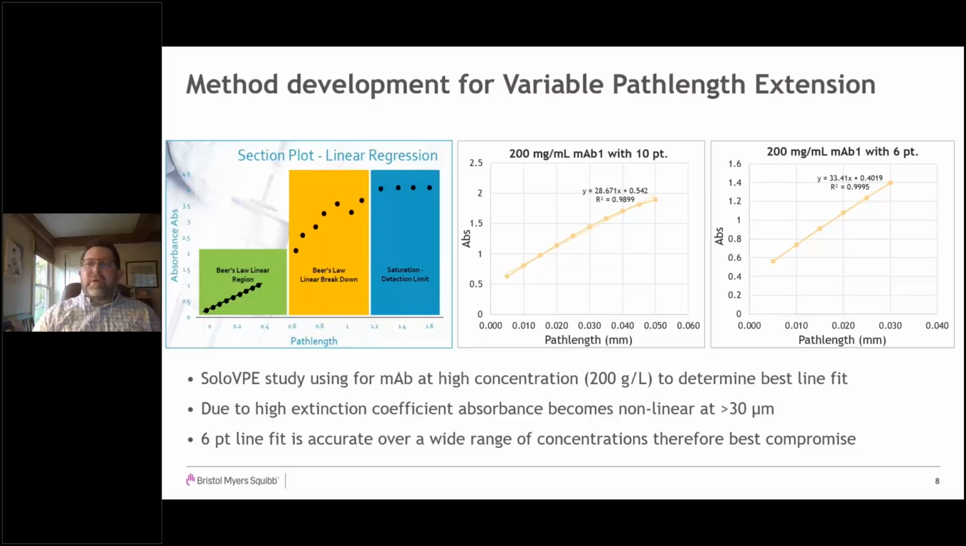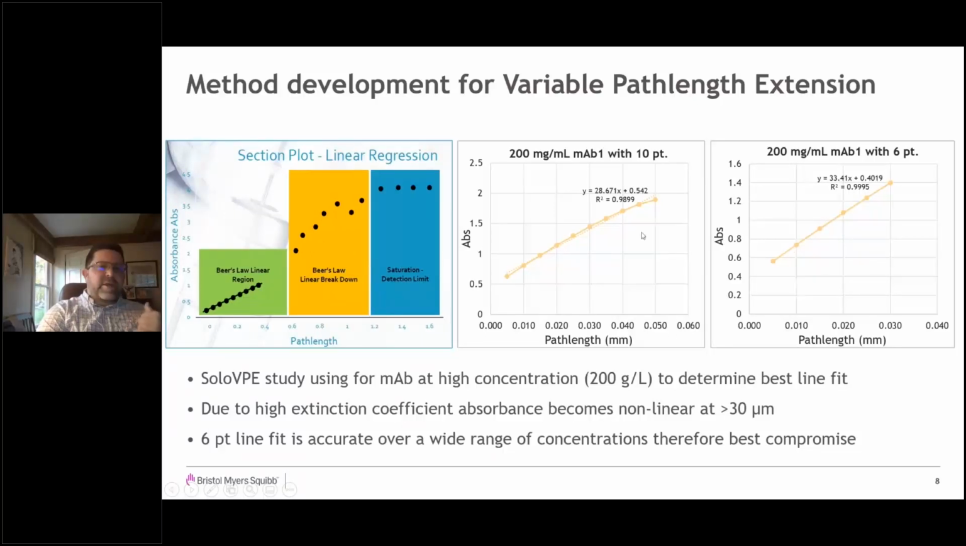Then you need to use at least 6 points to get a good slope on a line. What you do is measure the change in absorbance versus the change in path length of the cell. From that you can plot the line and extrapolate what the concentration is, of course knowing what the extinction coefficient is. That's based on Beer's law. In Beer's law, all the way up to about 2 absorbance units, things stay linear in terms of path length versus absorbance. Above 2 absorbance units, things start to tilt.